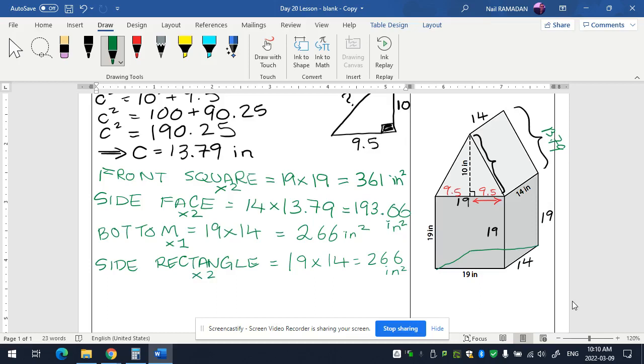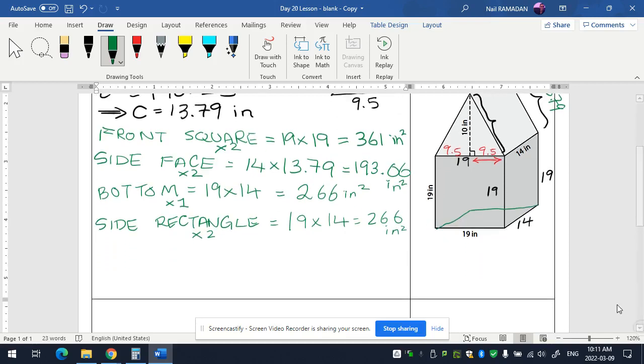Last 2. Raise your hand. Abu Bakr. The front, but not the front square. Sorry, not the front, this one. The front triangle. Are you going to double it? Yes, because there's a front and a back end. Okay. All right, so front triangle.